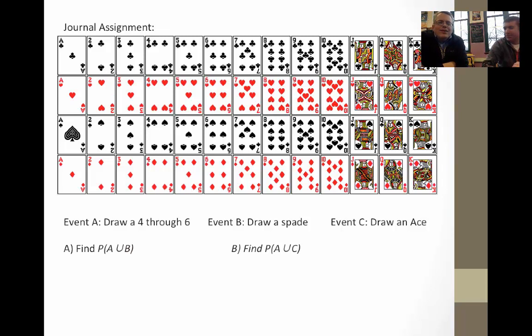All right. So A is the event we get 4 through 6. Maybe just circle it for them so they can see it on here. They're doing this in the journal. There are a couple of really good students who might copy all that, but I hope not. And then event B is get a spade, so maybe circle the spades. And event C is you get an ace.